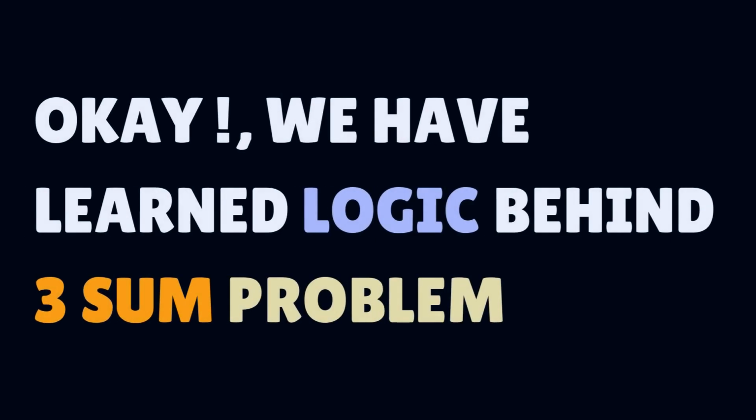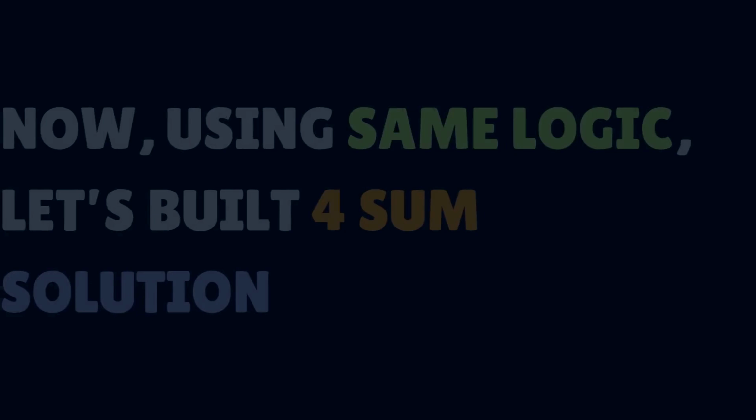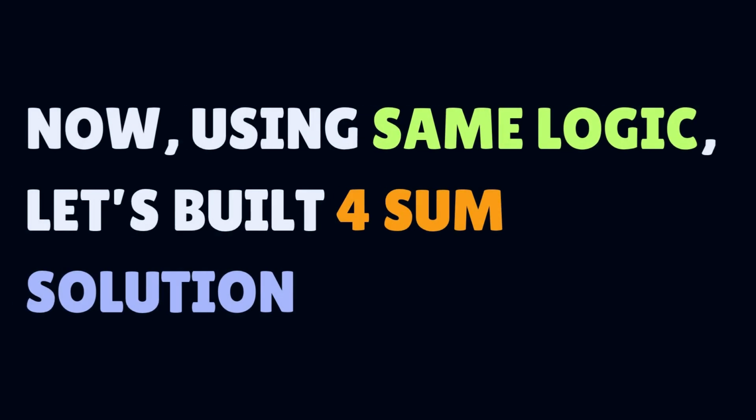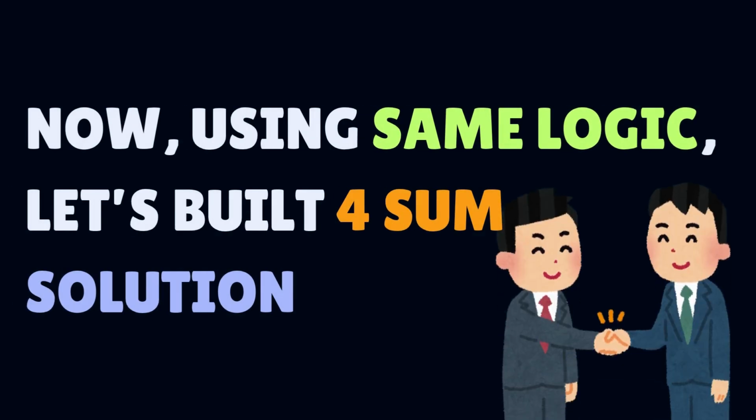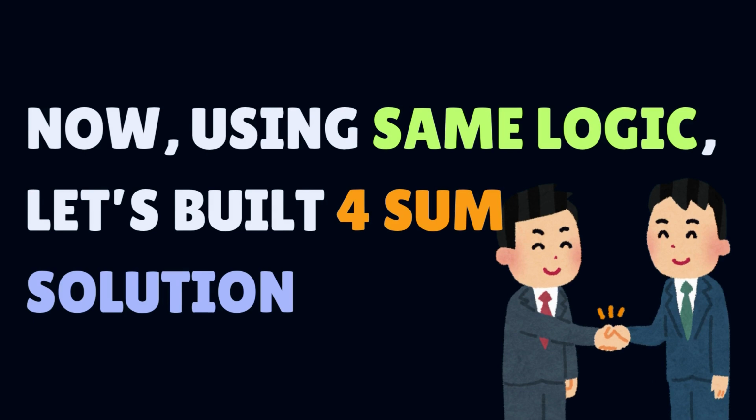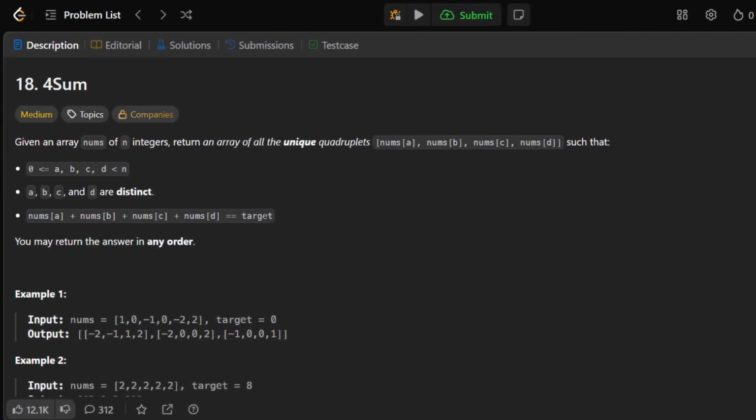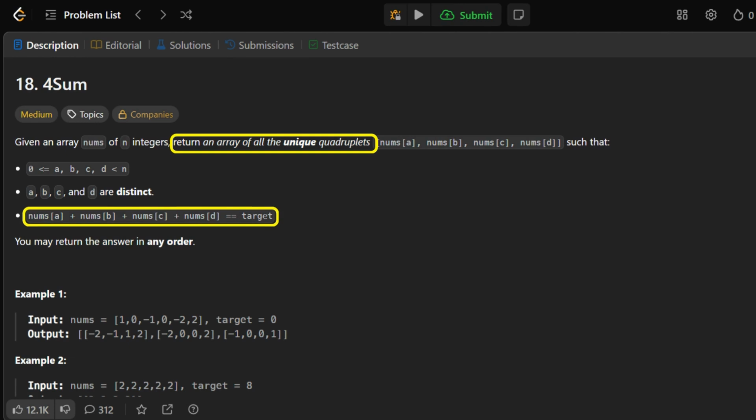Okay, we already learned how to solve 3-sum step by step. Now, using the same idea, let's build the 4-sum solution. Trust me, it's super simple once you understand 3-sum. We go to LeetCode 4-sum. We need to find all unique quadruplets where the sum is equal to the target. And again, no duplicates allowed.